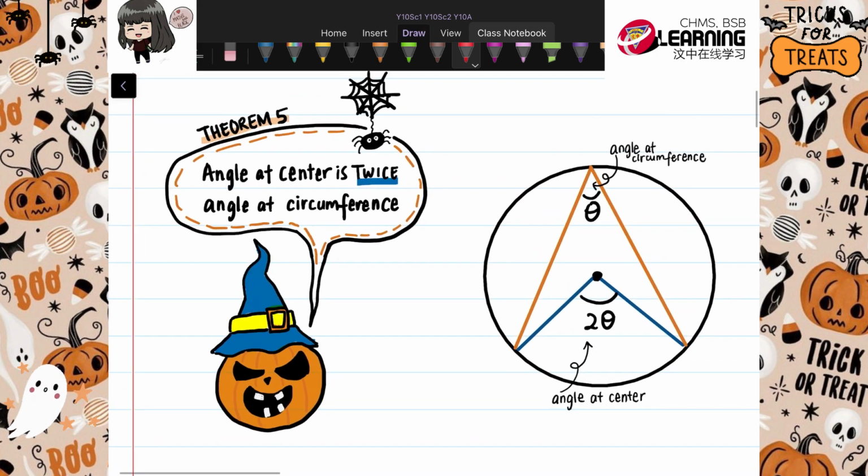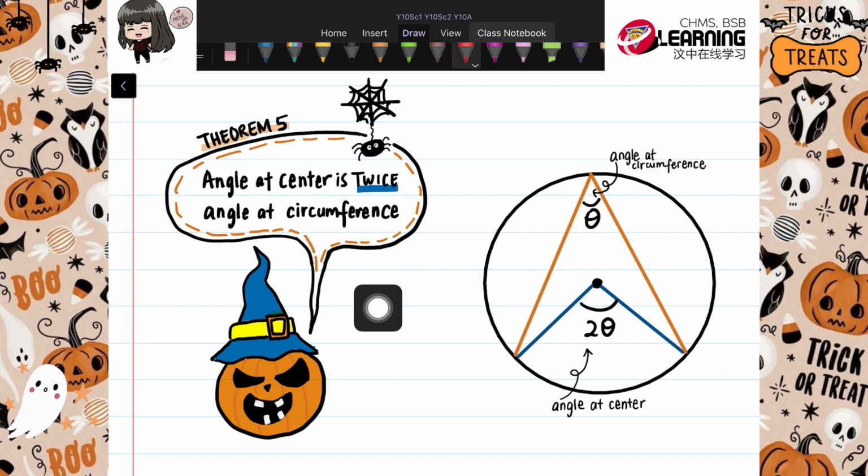Theorem 5 tells us that the angle at the center, you see this is the center. Center means this dot here. You remember the parts of the circle from the first lesson of this topic. I've mentioned this is called center, and this is your circumference. So the angle at the center, this angle here, is twice, or double, or 2 times the angle at the circumference. So this is called angle at the circumference. The angle at the center is twice the angle at the circumference.